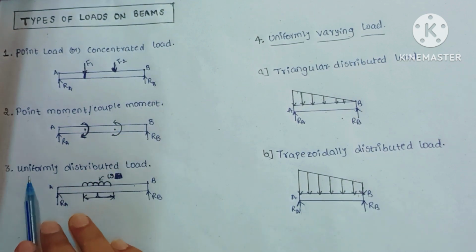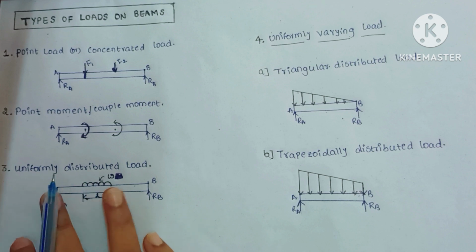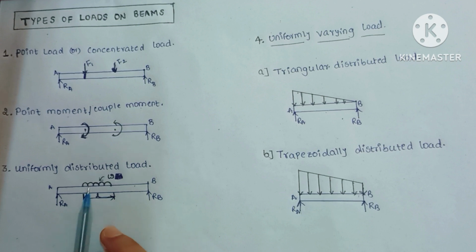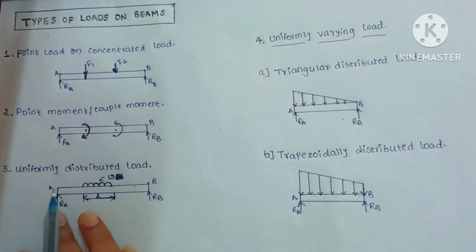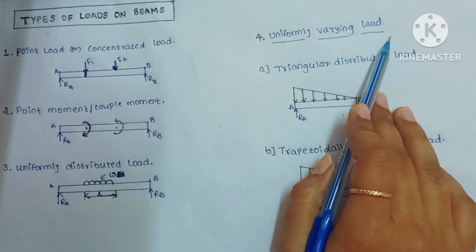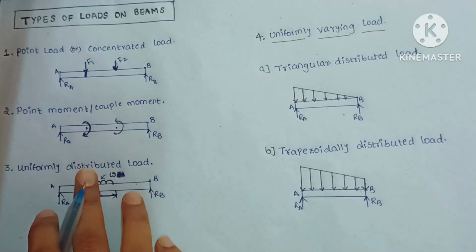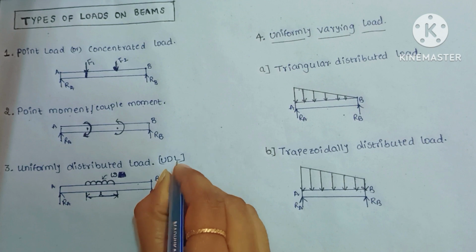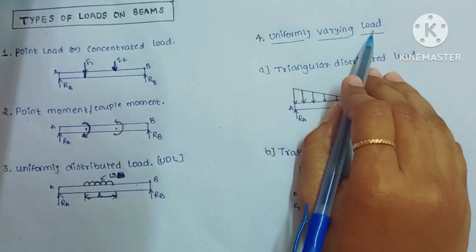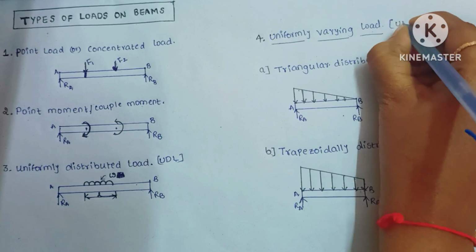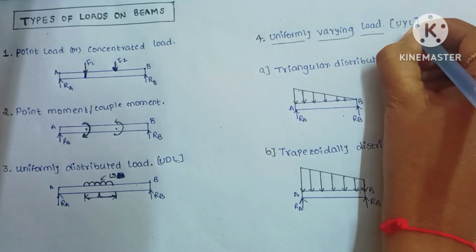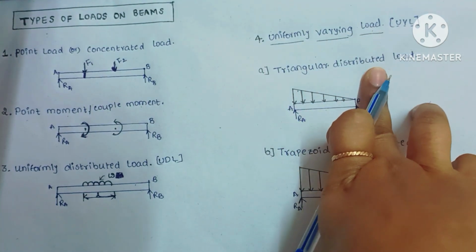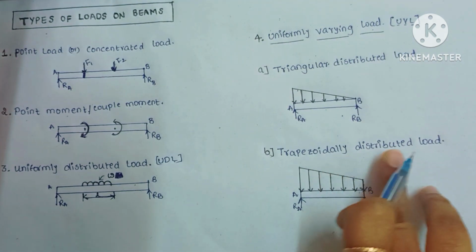Next one is uniformly distributed load. The name itself says that the load is uniformly distributed. This uniformly distributed load can be called UDL. The next one is uniformly varying load, also called UVL. It is subcategorized into two types: one is triangularly distributed load, next one is trapezoidally distributed load.